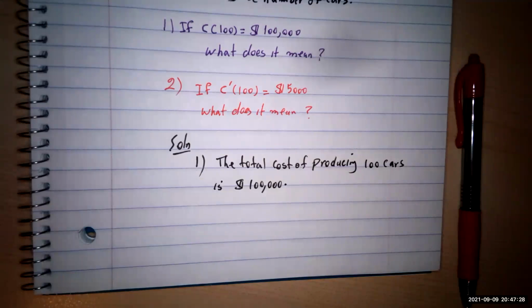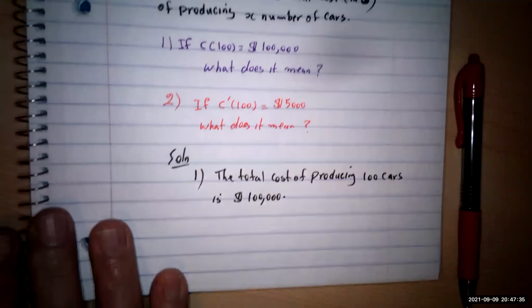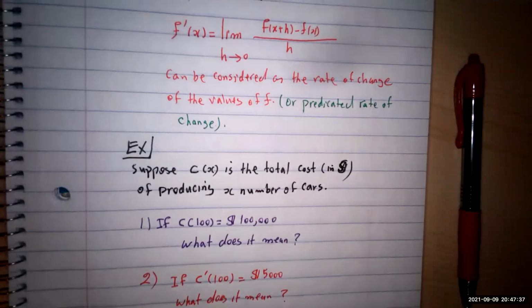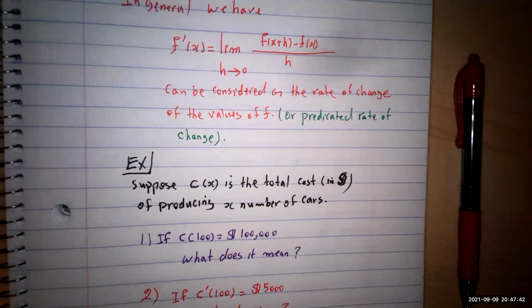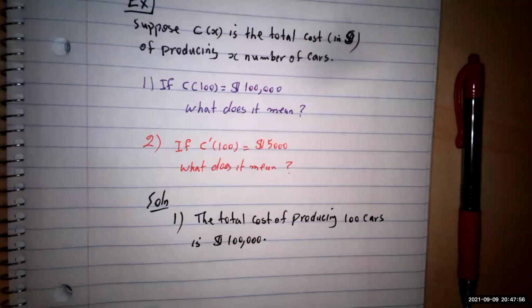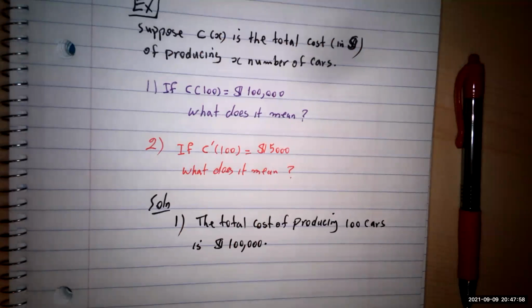Now, how about the second part? What is the meaning of C prime of 100 equal to 5,000? Let me just remind you what C prime means. C prime is the rate of change of the function, or as I like to say, the predicted rate of change. Any suggestion for a nice sentence?